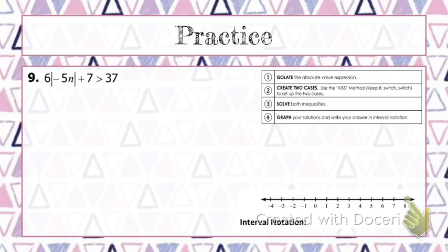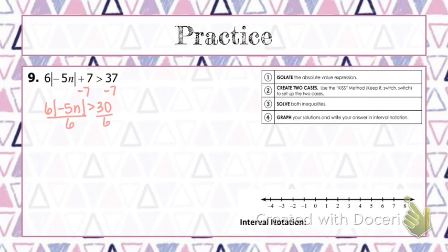Let's look at this again. Isolate the absolute value expression. So we need to, not add. The opposite of addition is subtraction. So we'll subtract 7 from both sides. We get 6 times the absolute value of negative 5n is greater than 30.